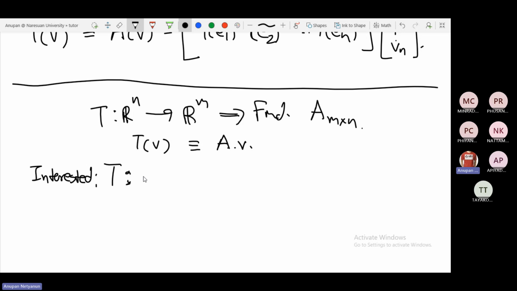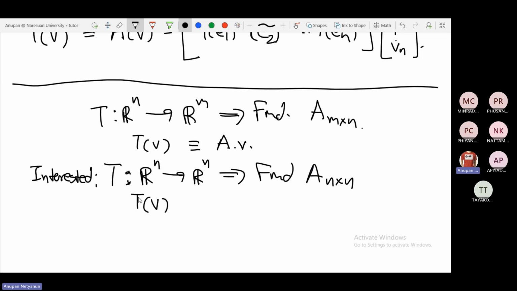Now we will be more specific, in that we are interested in the space Rn to Rn. That means we can find a matrix N by N such that T applied to V is the same as multiplying A to V. So our matrix is a square matrix now, right?